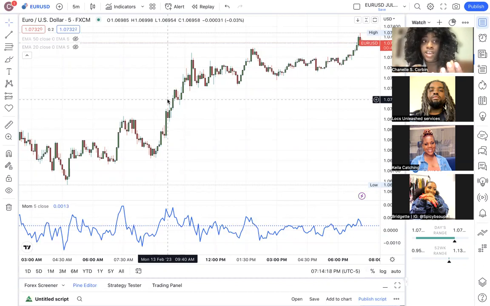But the main difference is that instead of all of your indicators already being on your chart, you actually just have to select the indicators that you want. So you're working backwards and you're building out your strategy.